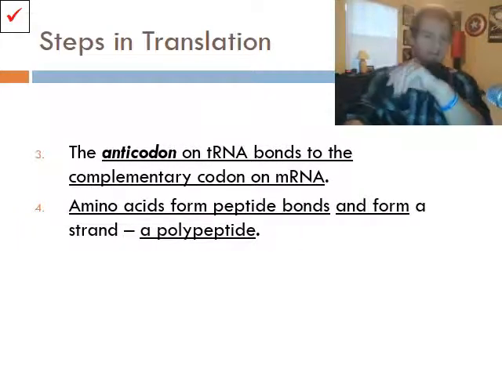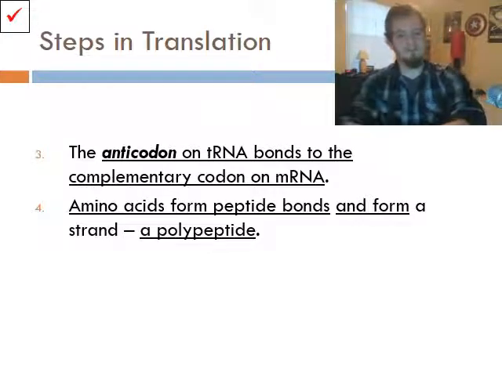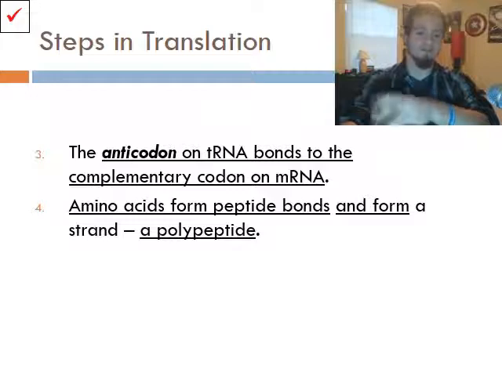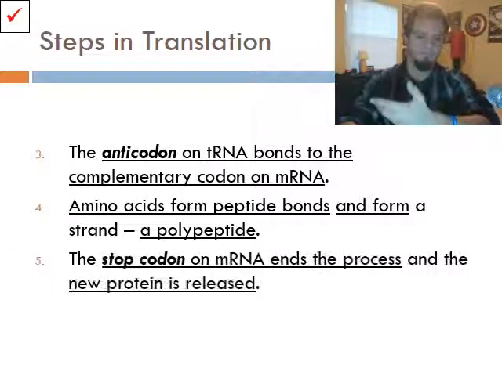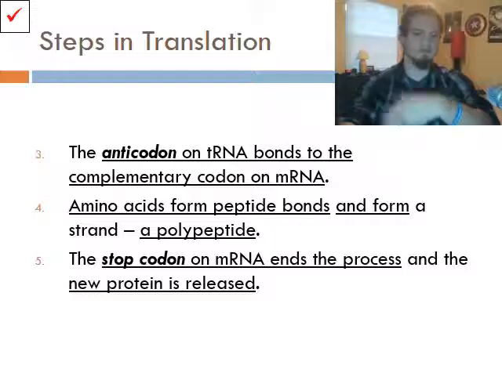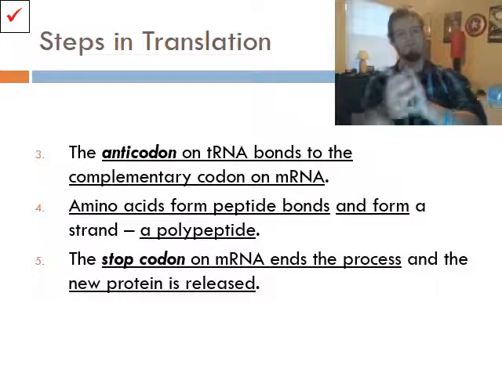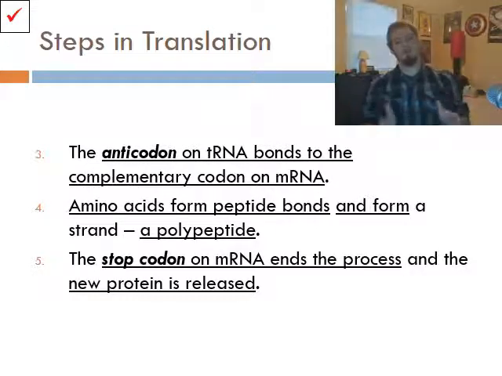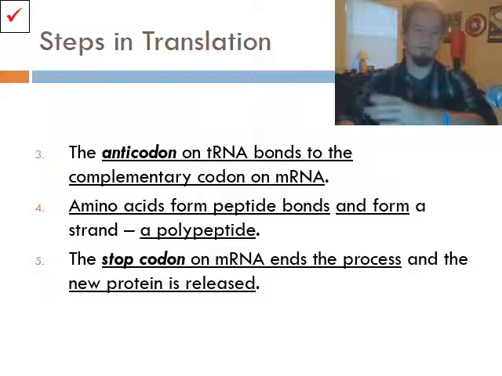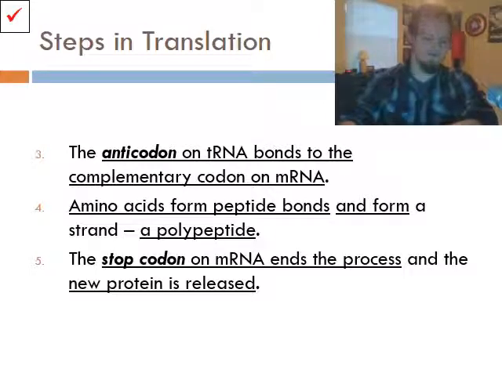The amino acids then form peptide bonds to form something called a polypeptide. The polypeptide is what is eventually going to become our protein. So the stop codon on mRNA ends the process and the new protein is released. The stop codon tells the ribosome, hey, we've got what we need, you can stop. We appreciate it, but we have what we need now. Thank you for your service.